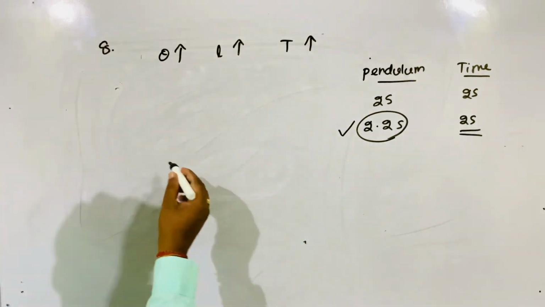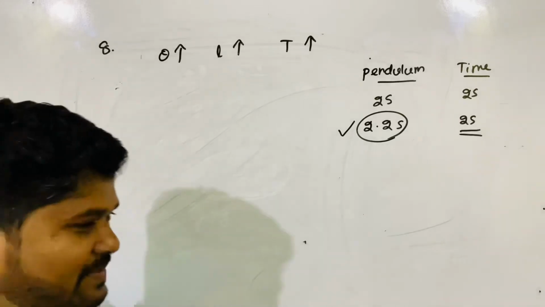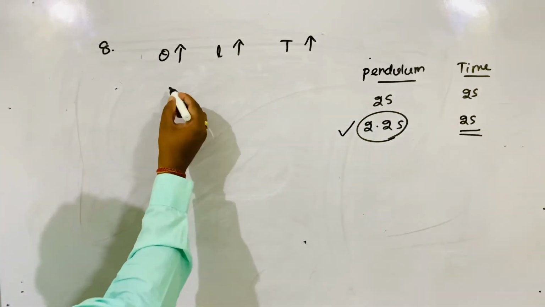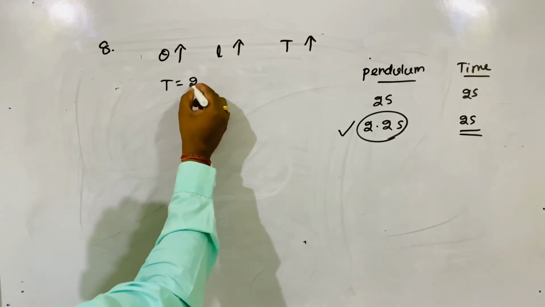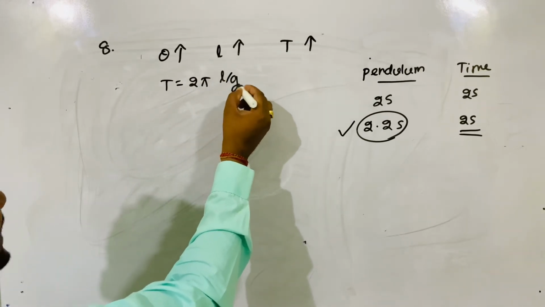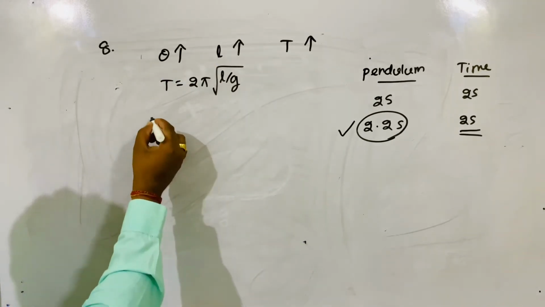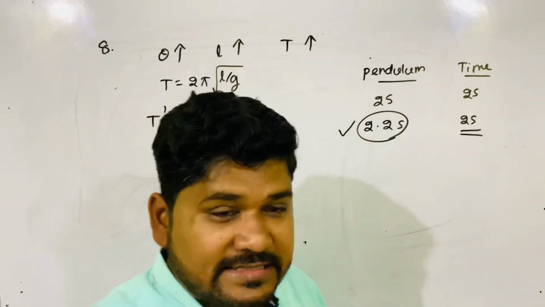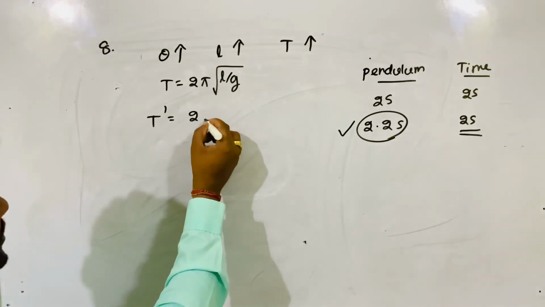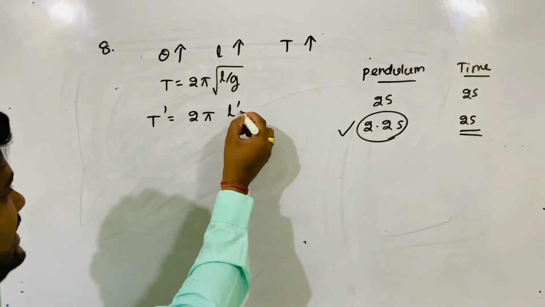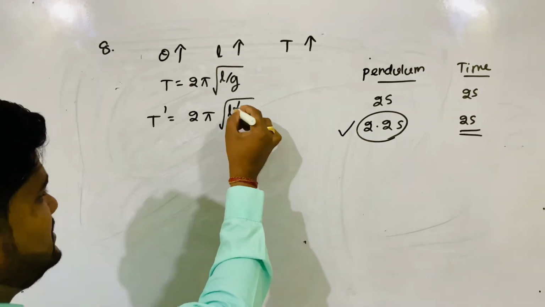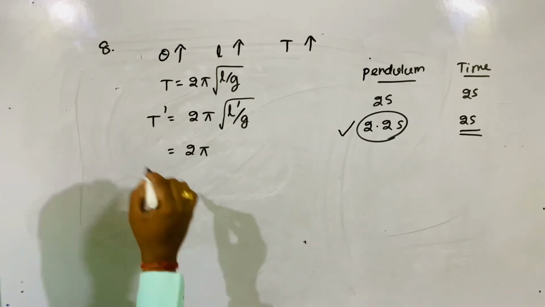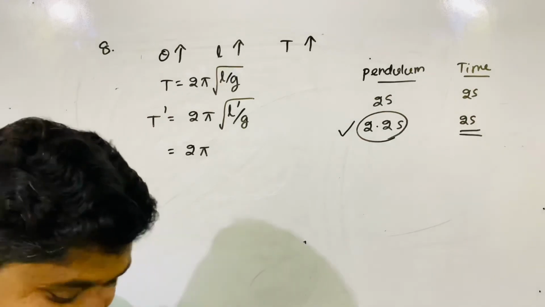Remember this one. Now let's find the fractional change in time period, the delay in time period, everything. What is the time period? T equals 2π root over L by g. But due to the increase in temperature, the length increases. So if the length increases, what is your new time period? T dash is 2π root over L dash by g, because the length increases, no problem to g.